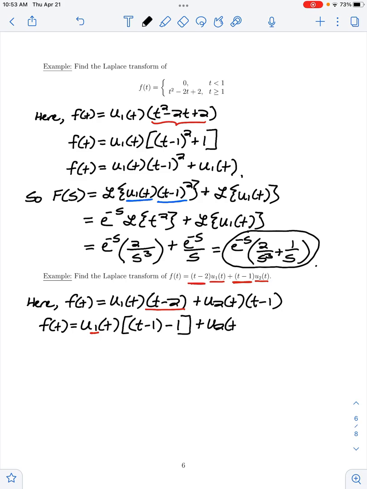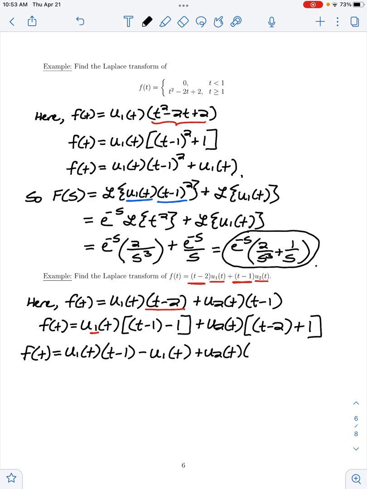And then similarly for the u2 term, I have u2 times something involving t minus 2. So the t minus 1, I can just rewrite as t minus 2 plus 1. Or if I distribute these u functions, I have u1 times t minus 1 minus u1 plus u2 times t minus 2 plus u2. And so for my Laplace transform, capital F of s, I want to take the transform term by term.